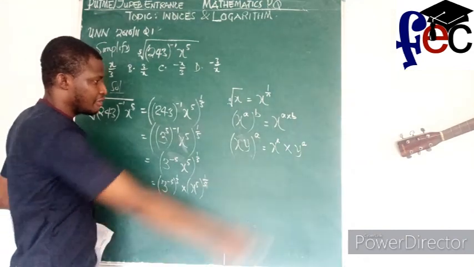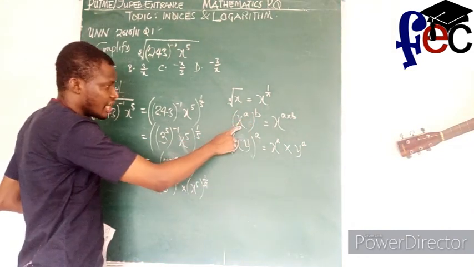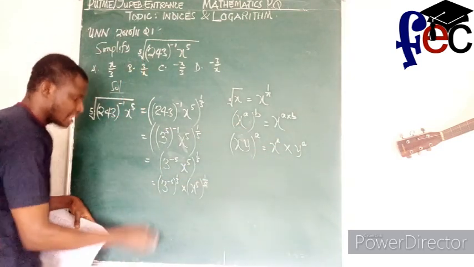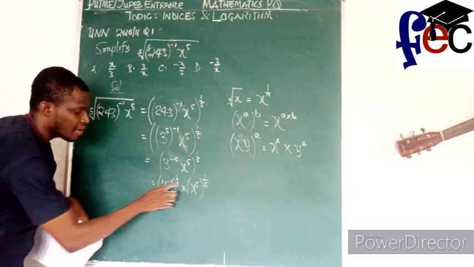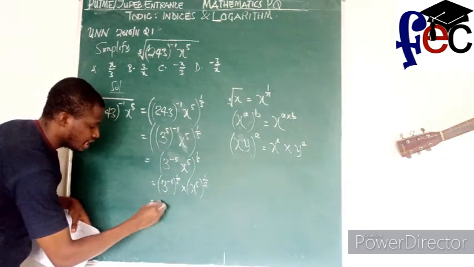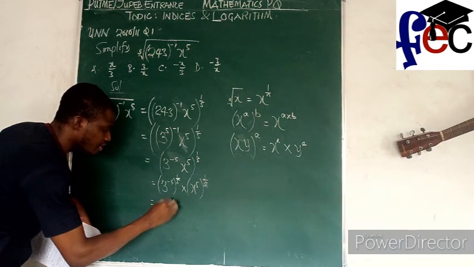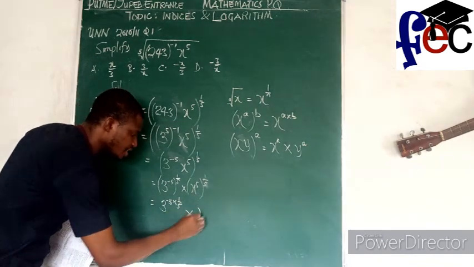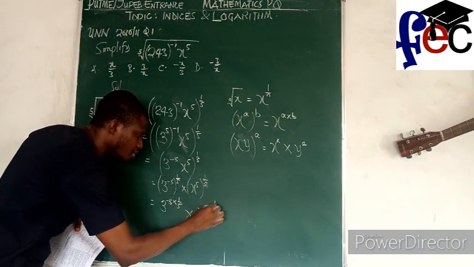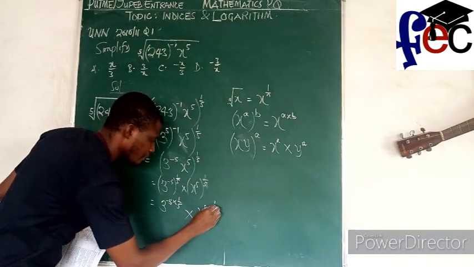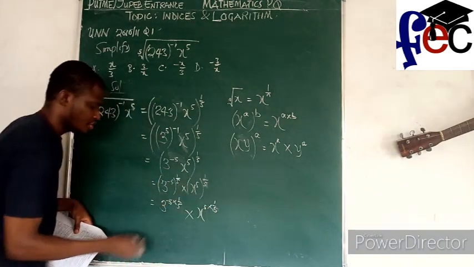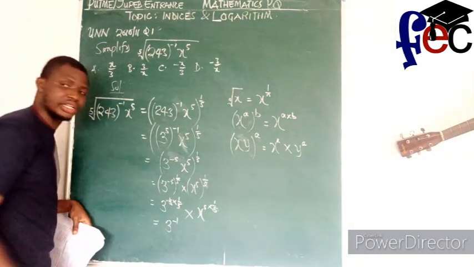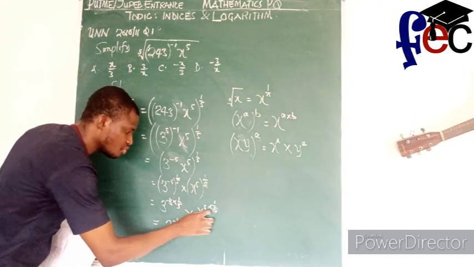Now, I can fall back again to the rule that x raised to power a, raised to power b, gives me x raised to power a times b. That means the powers can multiply. So I have 3 raised to power minus 5 multiplied by 1 over 5, times x raised to power 5 multiplied by 1 over 5. So this 5 can cancel this 5. What do I have left? 3 raised to power minus 1. You get it?